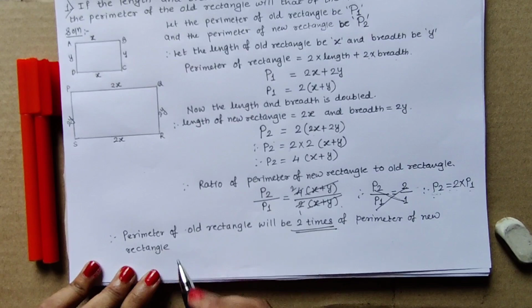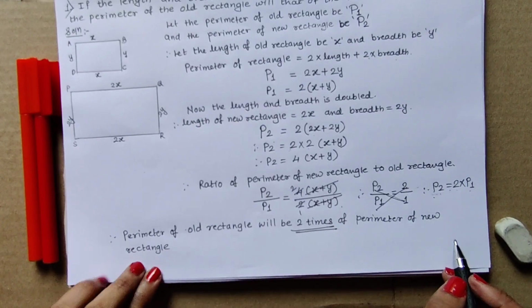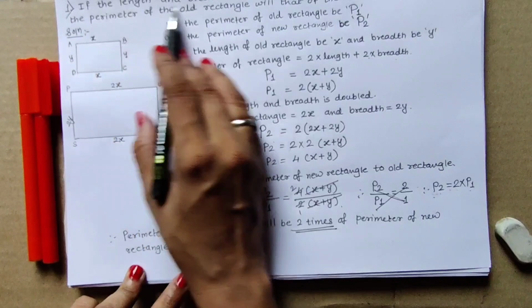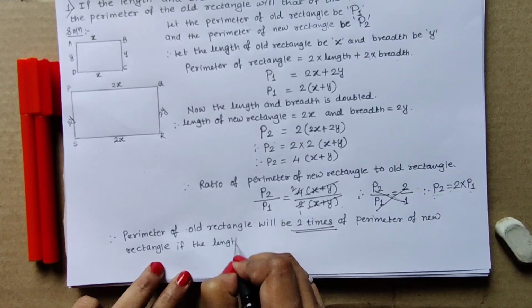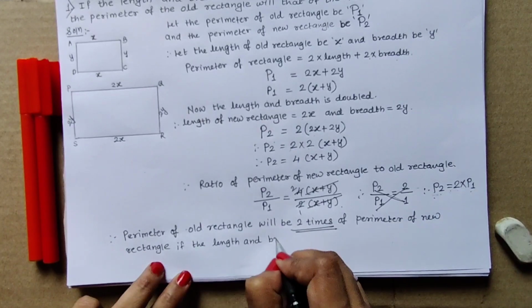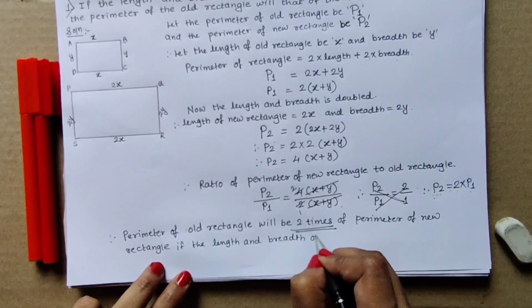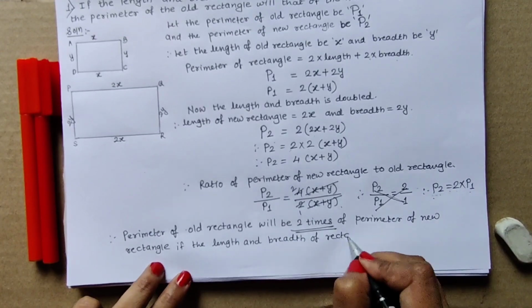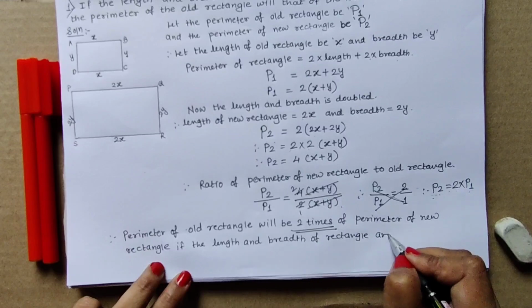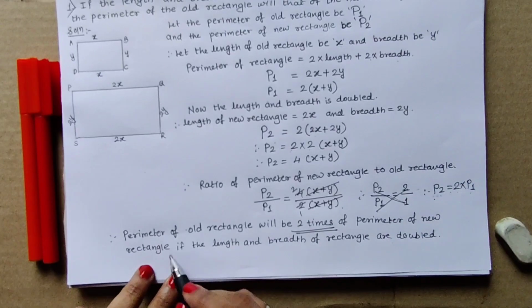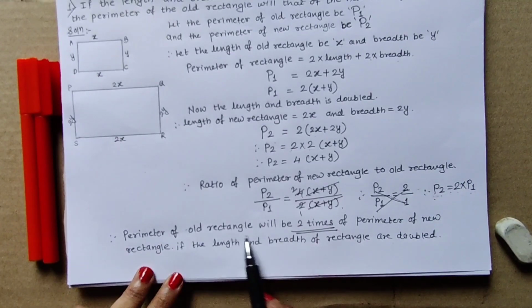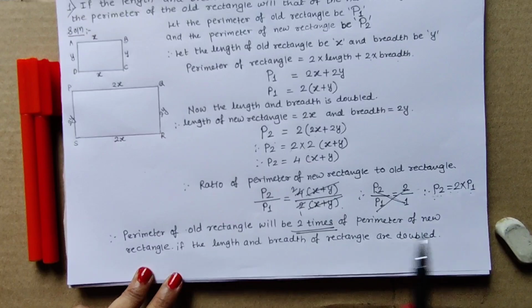We have written here. If you want, you can continue with this sentence also: if the length and breadth of a rectangle are doubled. Okay, if you want, you can write the answer in this way. Otherwise, if you write till this, it is okay. Perimeter of the old rectangle will be 2 times the perimeter of the new rectangle.